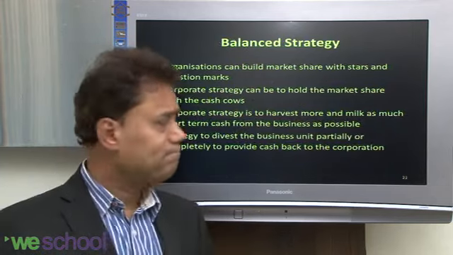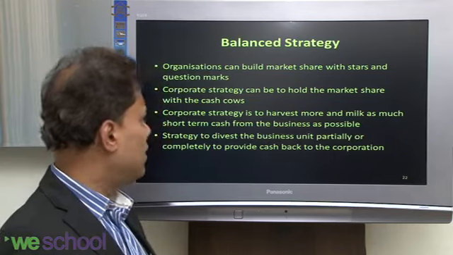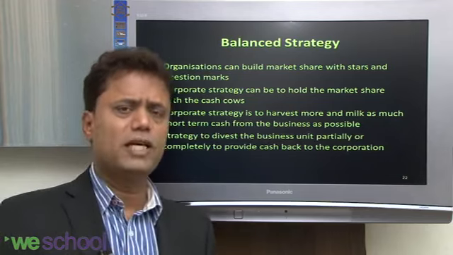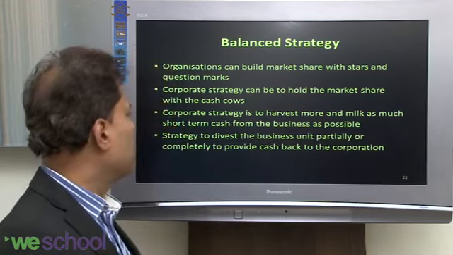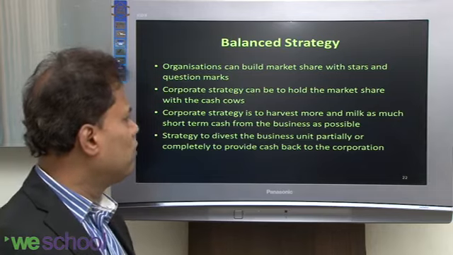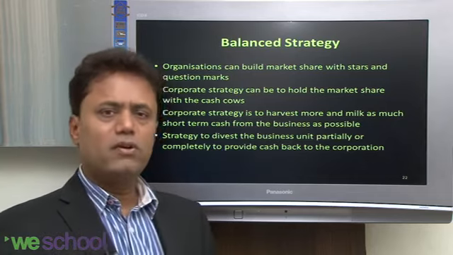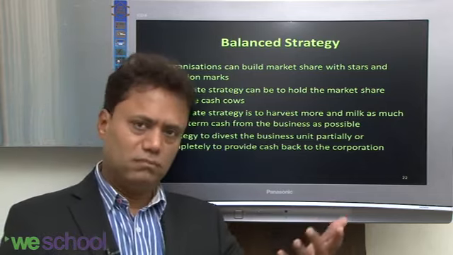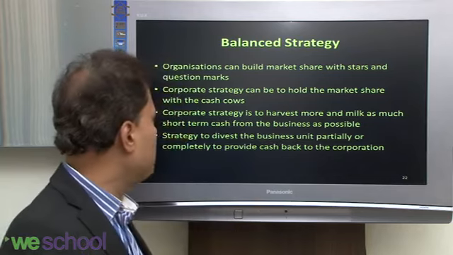Balanced strategy. Organizations can build a market share with stars and question marks. So that's a composition of these two types of business strategies, which is star and question marks. Corporate strategy can be to hold the market share with the cash cow, because with cash cow, you are already having high market share. Market is not growing that much, so your market share will more or less remain the same.